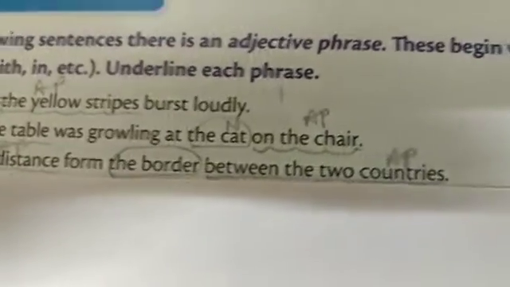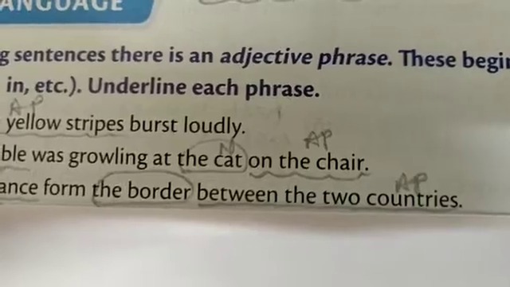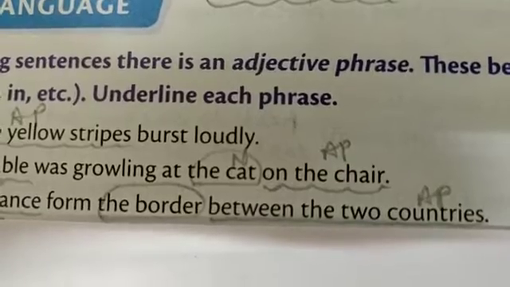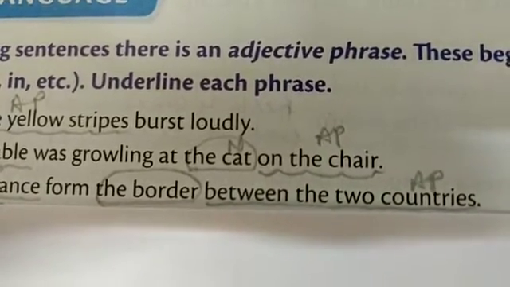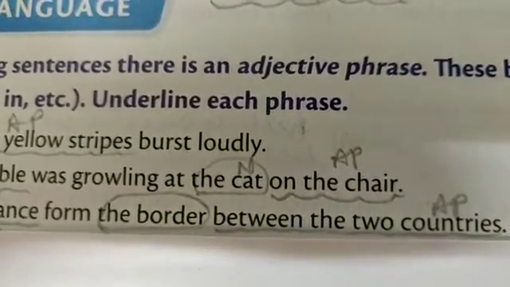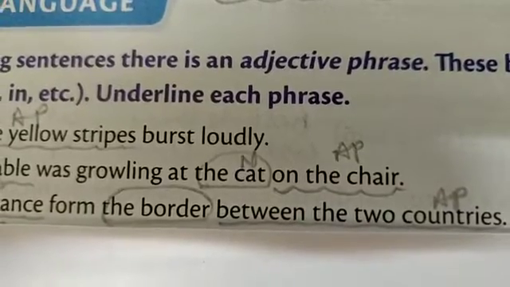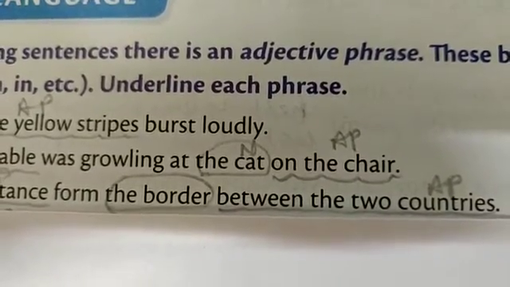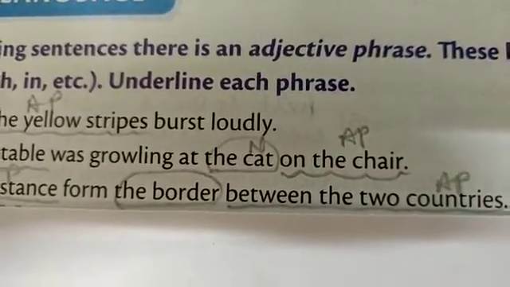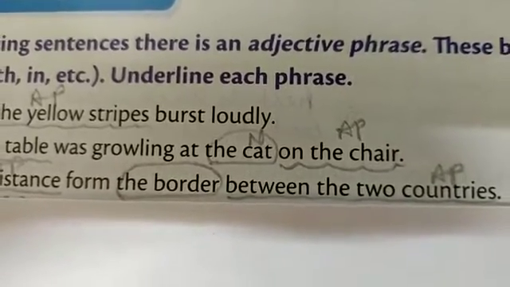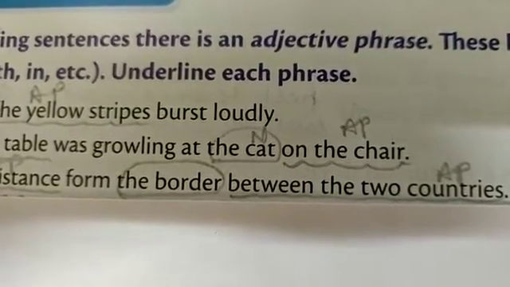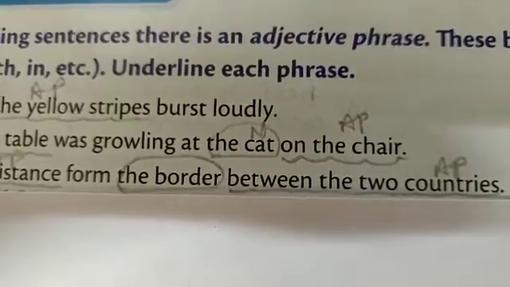Now coming to the second part of the sentence. Was growling at the cat on the chair. So over here, what do we see? Another noun. What is there? The cat, right? And the object over here is the chair. Now the preposition on is showing the relationship between the cat and the chair. So on the chair is your prepositional phrase, and it is an adjective phrase because it is talking about a particular cat. Which cat? The cat which is on the chair.